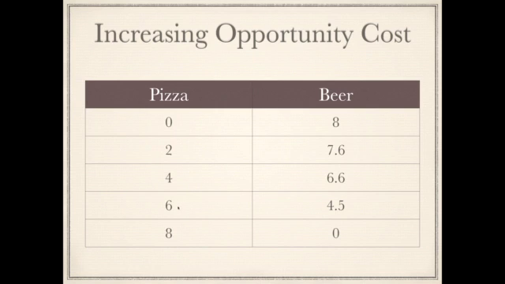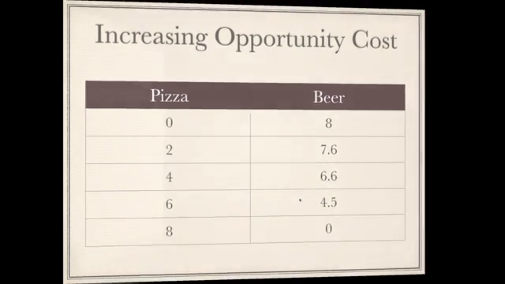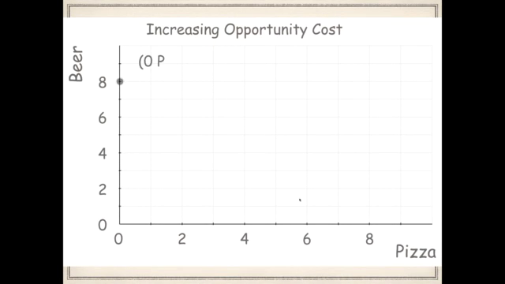If they decide to produce 6 pizzas, they can only produce 4.5 beers. And finally, when they're spending all of their time producing pizza, they have no time available and they can produce no beer. So we can take this data and plot it out so that we get our production possibilities frontier.